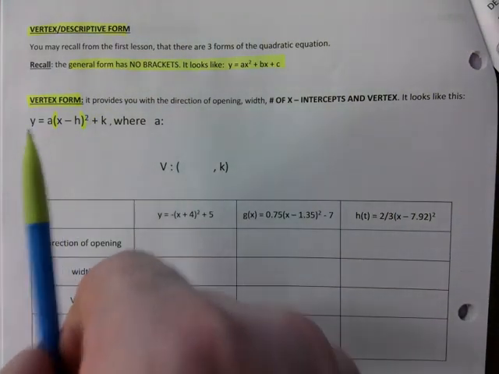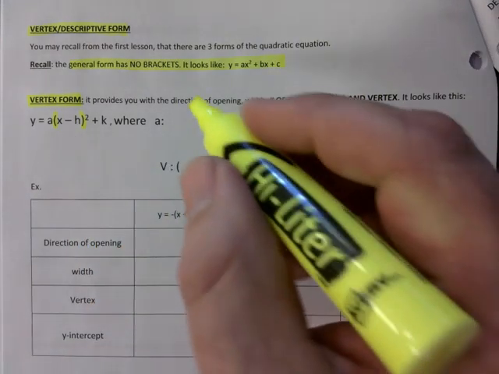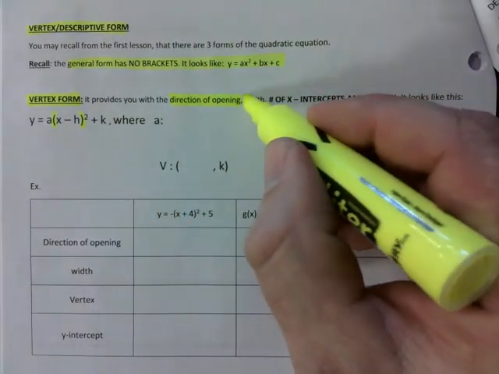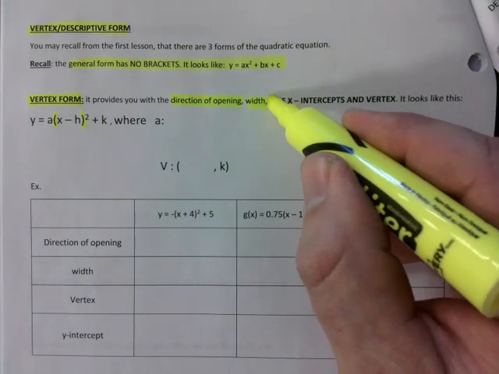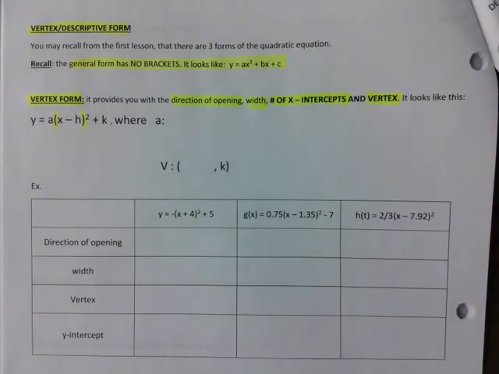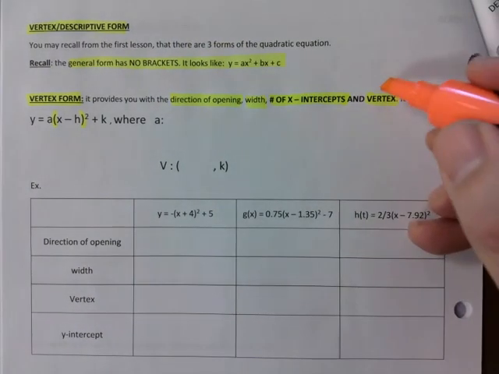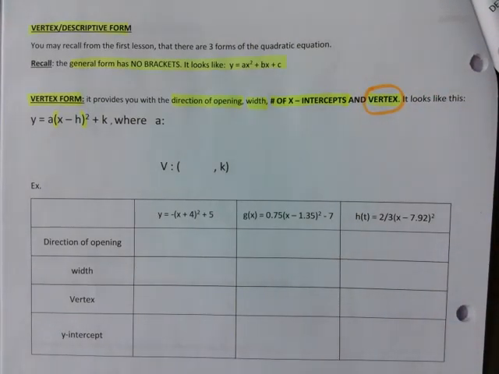So basically, you just have one set of brackets. And it provides you with the direction of opening. All of them do that, by the way. What the width is going to be. And it gives us the number of x-intercepts and what the vertex is going to be. This is going to be the most important part out of it. It tells you what the vertex is. That's the most important piece of information about this particular form.